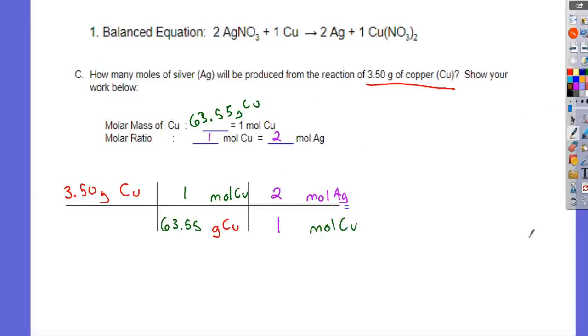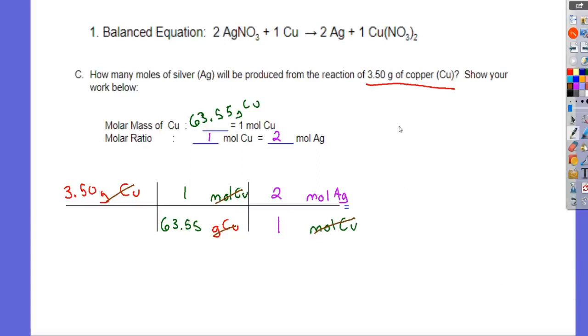So now let me double check my units. Grams on top, grams on the bottom, cancel out. Moles of copper on top, moles of copper on the bottom, cancel out. So now I'm left with moles of silver.